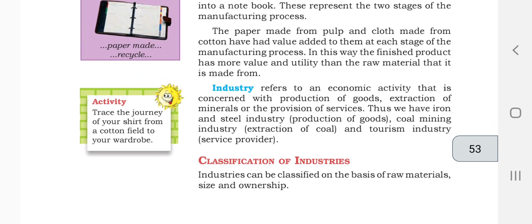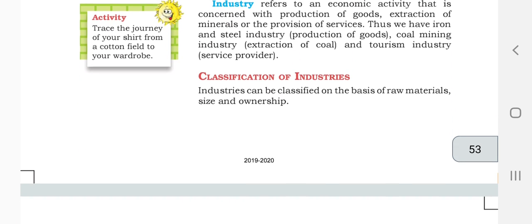Industries refers to an economic activity that is concerned with production of goods, extraction of minerals, and the provision of services. Thus we have iron and steel industries, production of goods; coal mining industries, extraction of coal; and tourism industries, service providers. These are different industries which provide services, which give us utility and value, for the satisfaction of human beings.